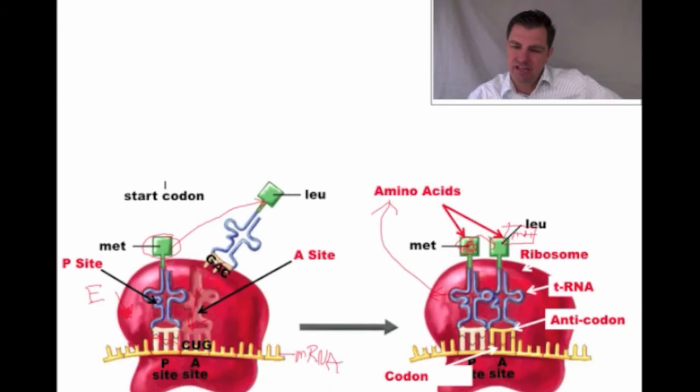What's going to happen then is this whole thing, including the mRNA, is going to move down one direction. And that's going to open up my next codon. So the whole thing's going to shift down. And what's in the A site now is going to be in the P site. What's in the P site is going to go to the E site, and that's going to float away.